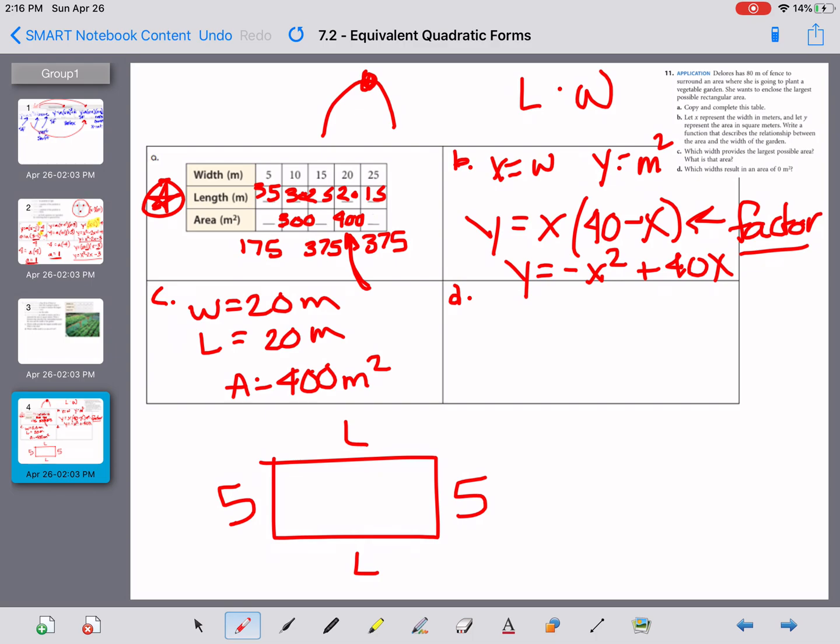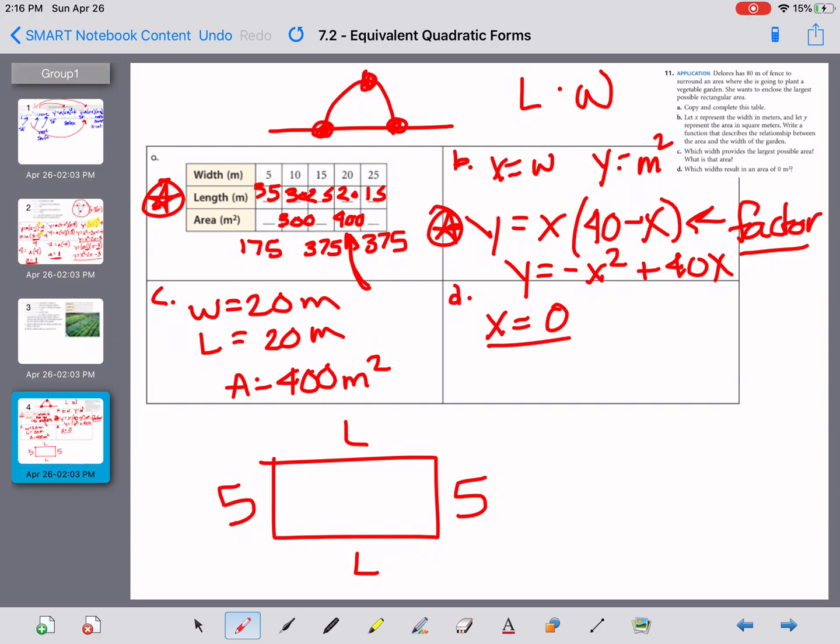Okay. And the last one, I want to see what the results are when the area is 0. So in effect, I'm looking for my roots. So that means I need it in factored form. Hey, look at this. We already had it. So that means that I have to go through the process of finding my roots. Remember, I just set each one of these equal to 0. Well, x, set it equal to 0.